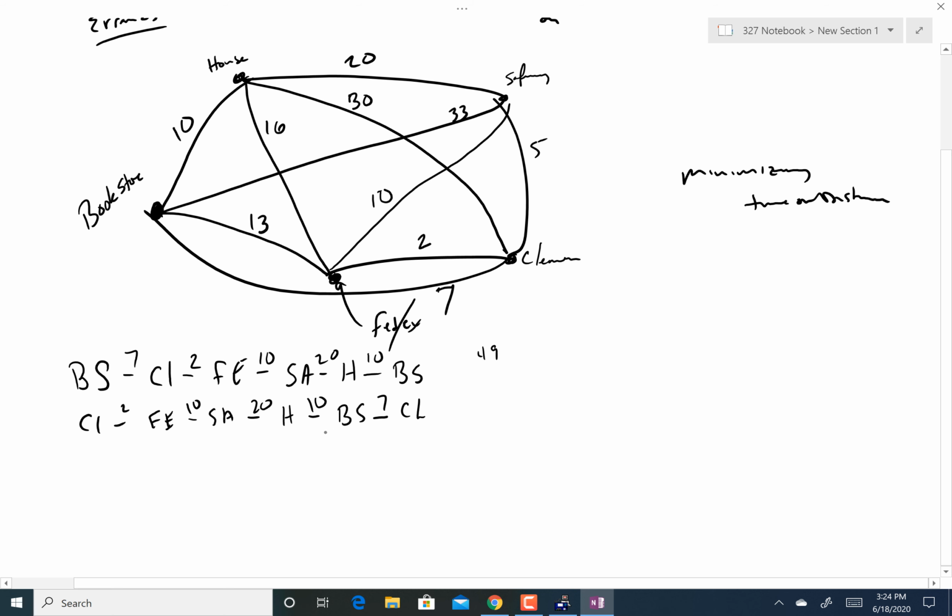Hey, wait. That's the exact same path. If you can see it, it's house, bookstore, cleaners, FedEx, Safeway, your house. Here it is. House, bookstore, cleaners, FedEx, Safeway, your house. They're the same. Will they always be? No. Not always. Let's continue, shall we?